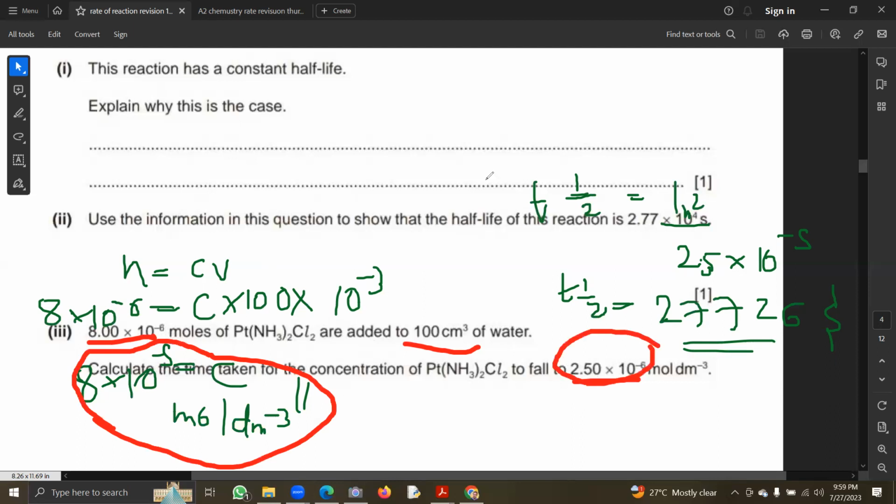Now don't jump into the advanced formula yet, because this sum can be done in O-level format as well. The advanced formula also will work. So now what I have is 18 times 10 to the power minus 5, dropping to 2.5 times 10 to the power minus 6. Copy it down. I know the half-life.